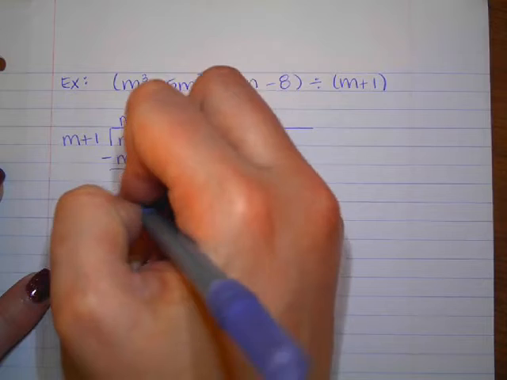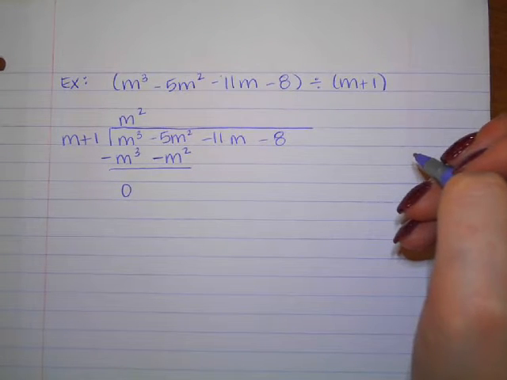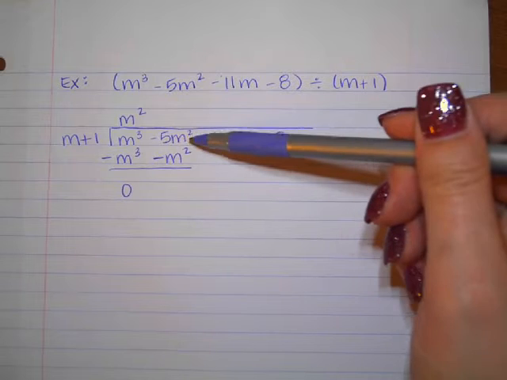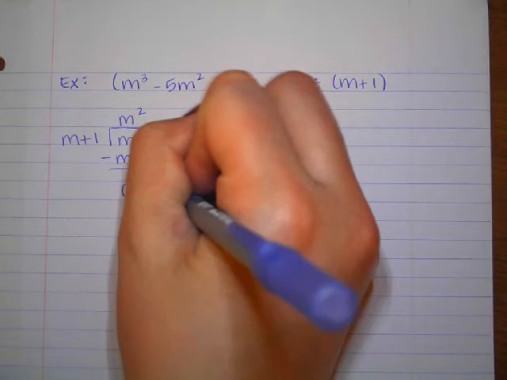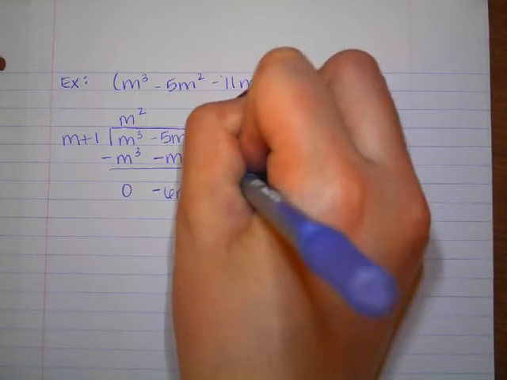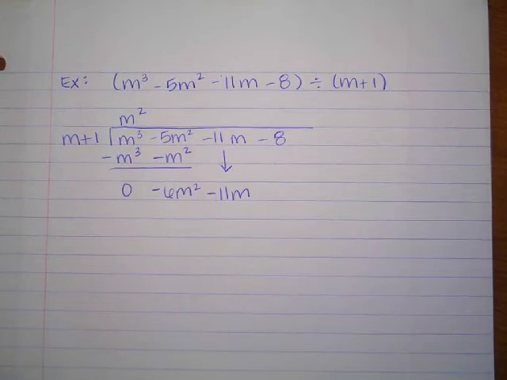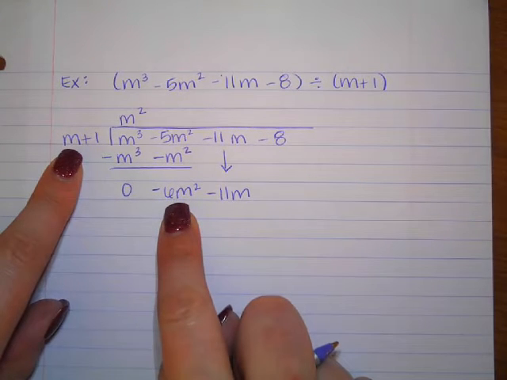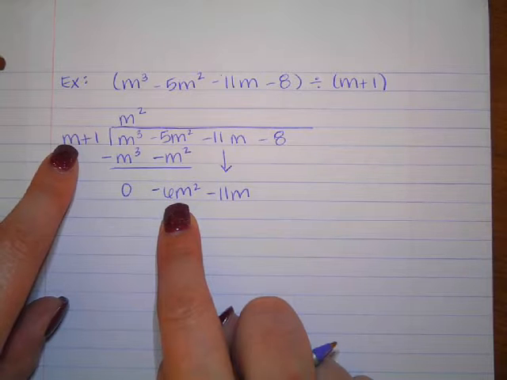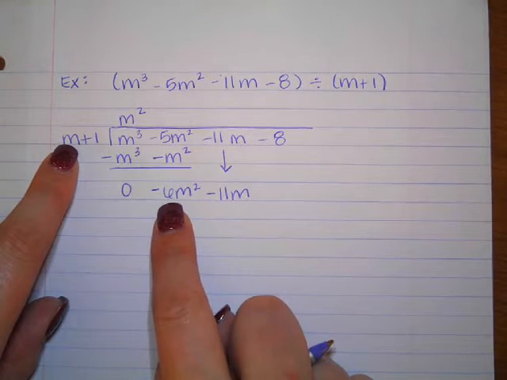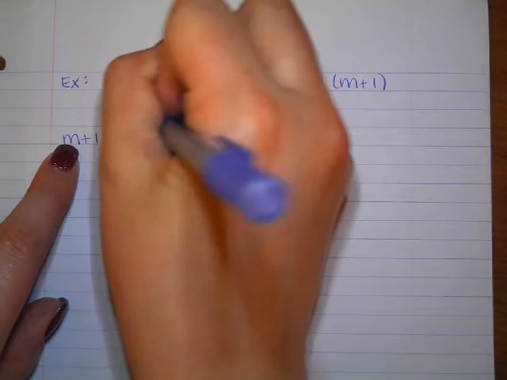So for the first two, I should get 0 always. If I did it right, I'll get 0. And then what is negative 5m squared minus m squared? Negative 6m squared. And I can go ahead and drop down the next one. Okay. What do I do next? So I say m multiplied by what is negative 6m squared? Negative 6m.